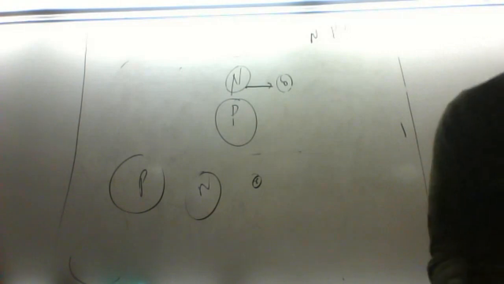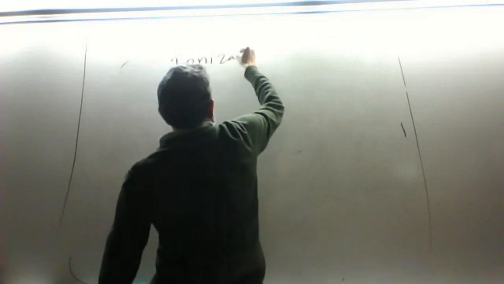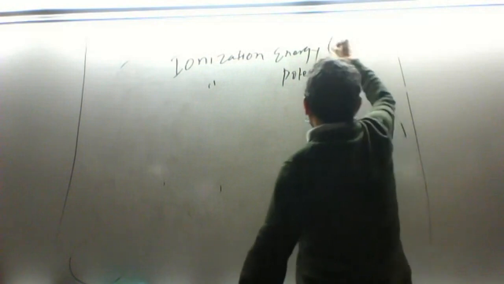Now we talk about the ionization energy. So what is ionization energy? Ionization energy, or sometimes they call it the ionization potential. Ionization potential, same thing. Potential is energy, yeah? We call it IE or IP.